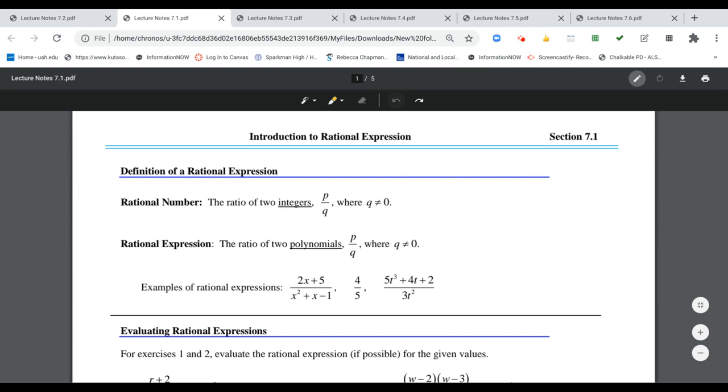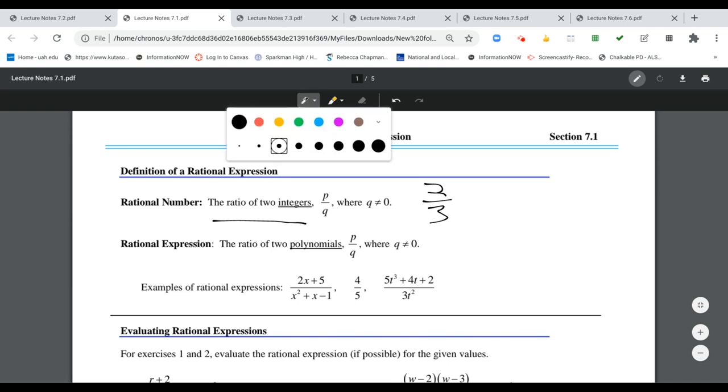So, in this particular lesson, we are going to start our conversation about rational expressions. And this one does have a tendency sometimes to be a little bit trickier than most because most students are not fans of fractions. But if you notice, the definition of a rational number is the ratio of two integers p over q. That's 2/3. That's what you're used to.